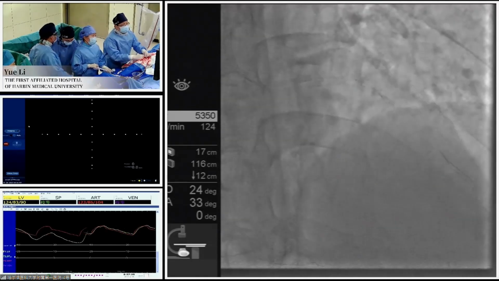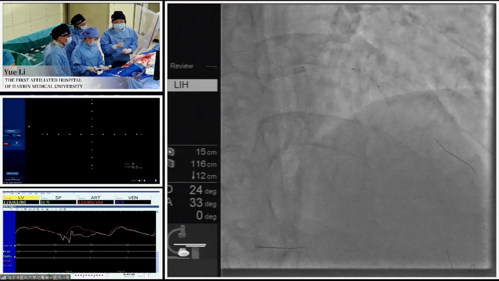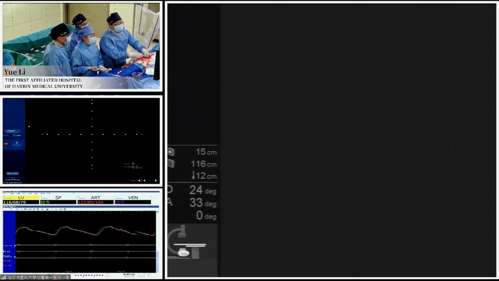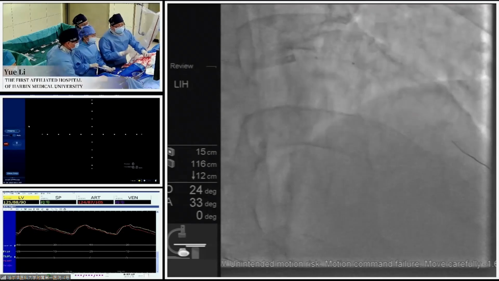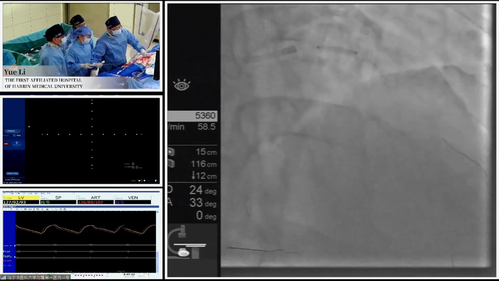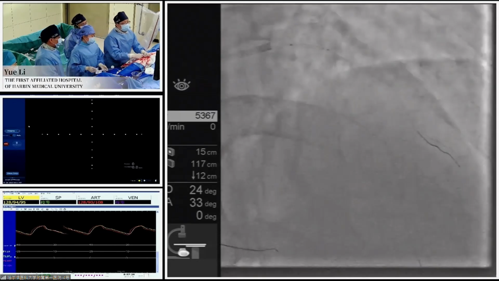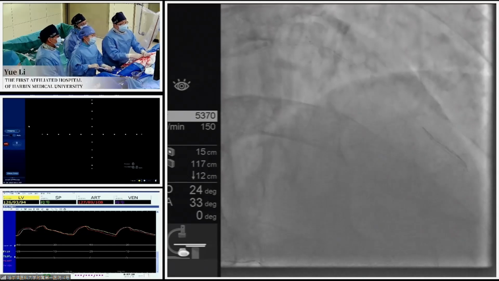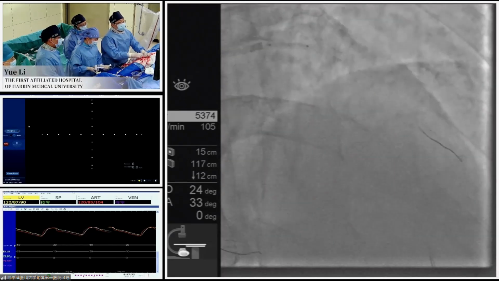So one key point is the two wires in the diagonal branch and the main branch should be in the same layer. That is the key point after the main branch stent implantation. Yes, and the diagonal branch is still patent. Okay, inflation. Okay, done.